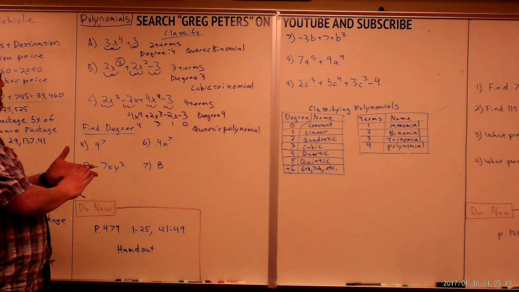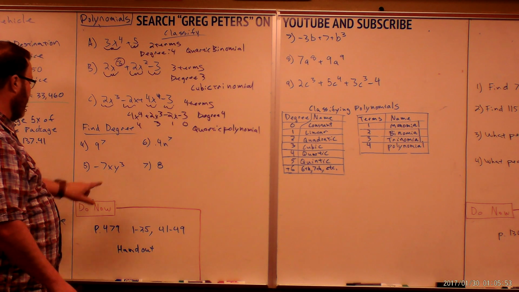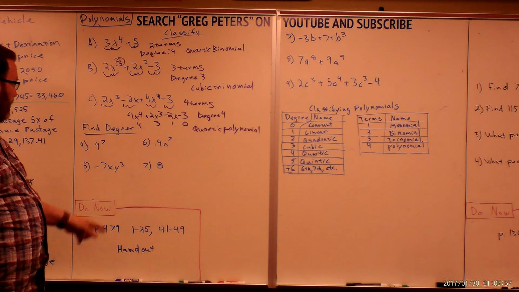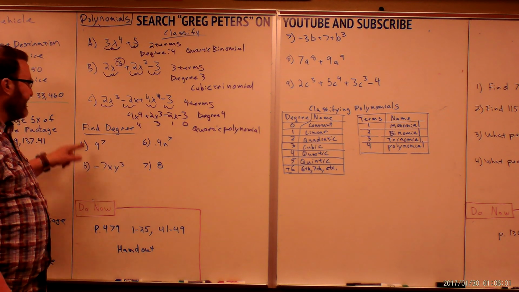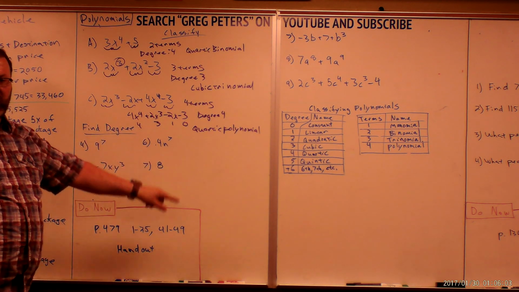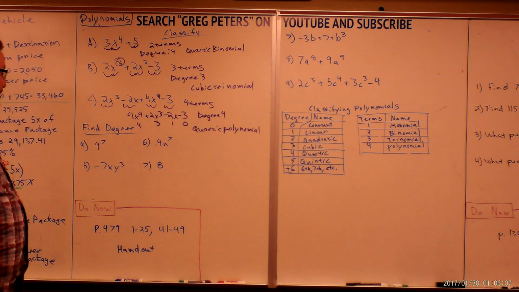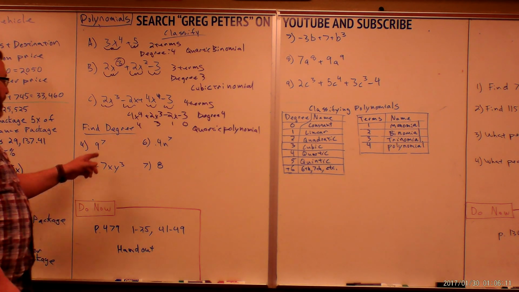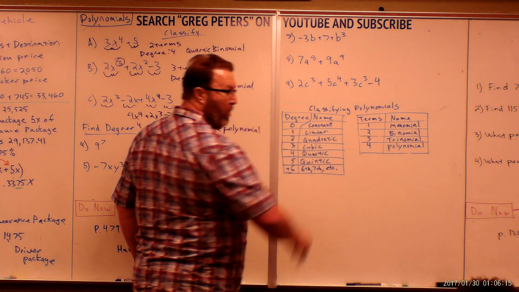All right. Just remember when you have multiple things going on within a term, like this one right here, when we go to find a degree, there's no operation, right? So what do all these have in common right here? Just like you did yesterday. How many terms are these? One. So every single one of these is going to be a monomial, right?